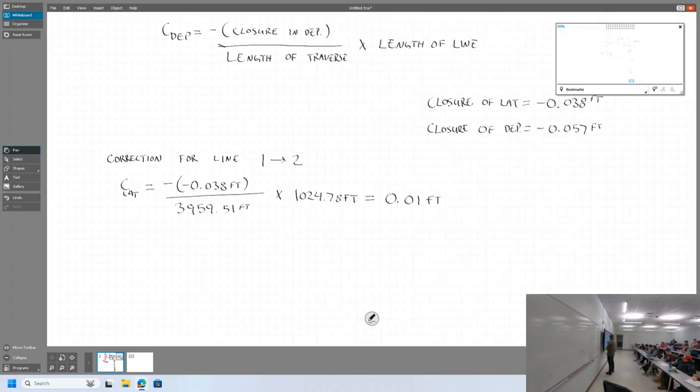Now the departure for that same line. Again, it's that negative 0.057 over our traverse perimeter, times, again, the length of line. We get 0.015, 15 thousandths.